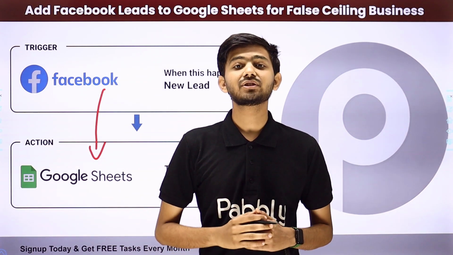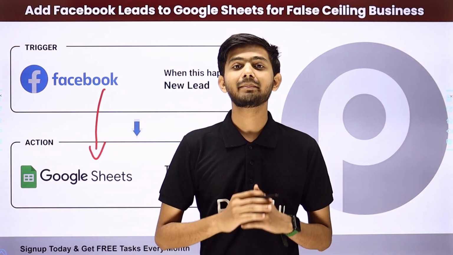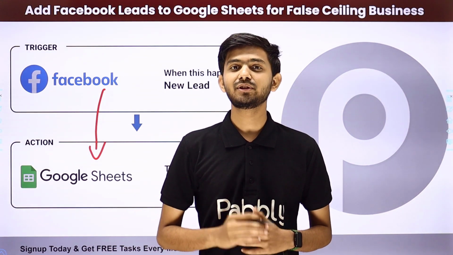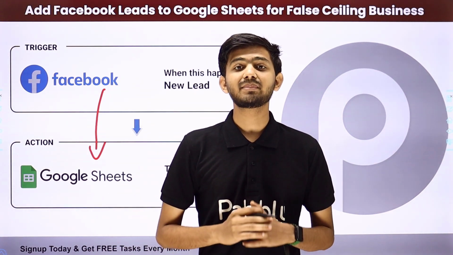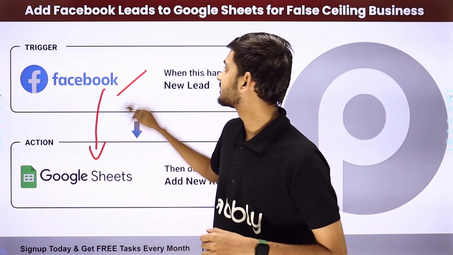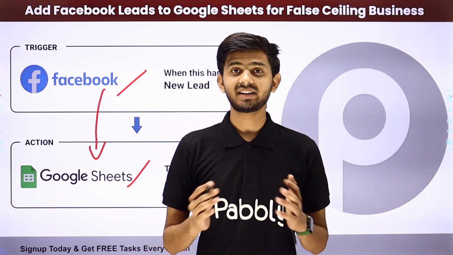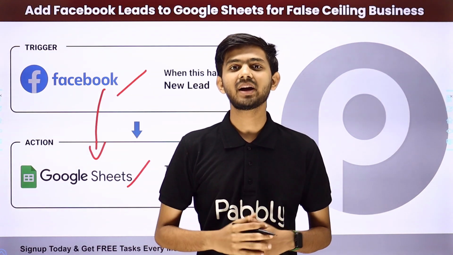For creating this integration, I'm going to use Pabbly Connect, which is an amazing software for automation and integration. In Pabbly Connect, I'm going to use Trigger and Action. In the Trigger application, I'm going to use Facebook lead ads. In the Action application, I'm going to use Google Sheets. So how I'm going to create this integration? For that, let me take you to my computer screen.